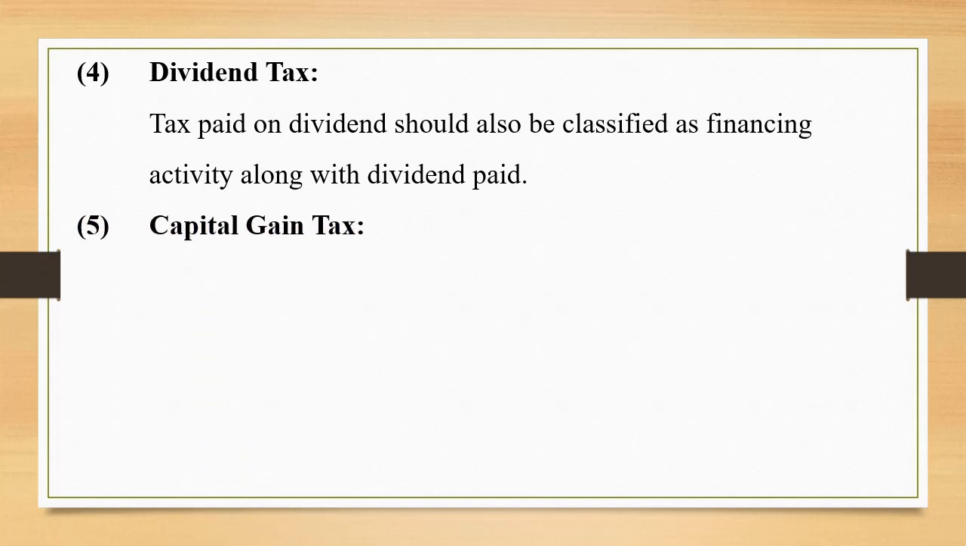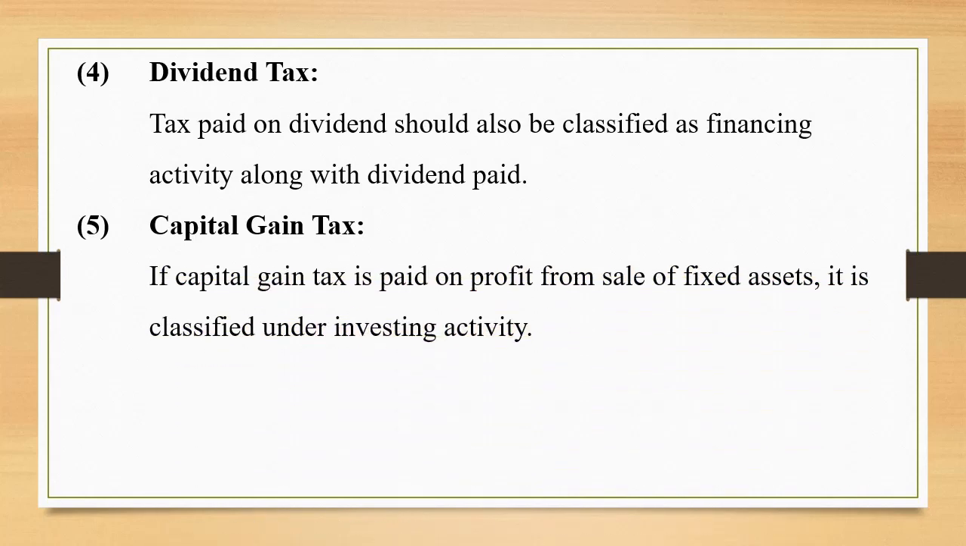Capital gain tax. Capital gain is because of the sale of the assets, because of the sale of the investments at profit. So that is a capital gain, and we need to pay tax on that. And because we are talking about assets and investments, it has to be a part of investing activity. If capital gain tax is paid on profit from sale of fixed assets, it is classified under investing activity.